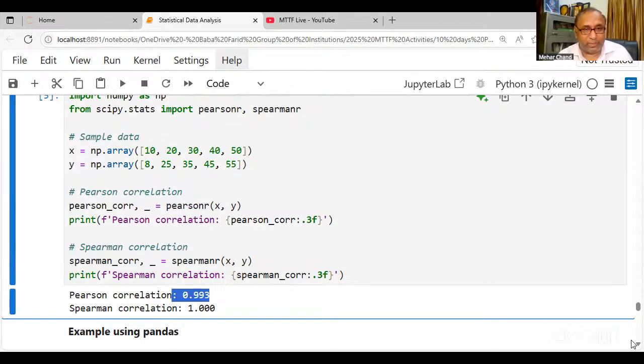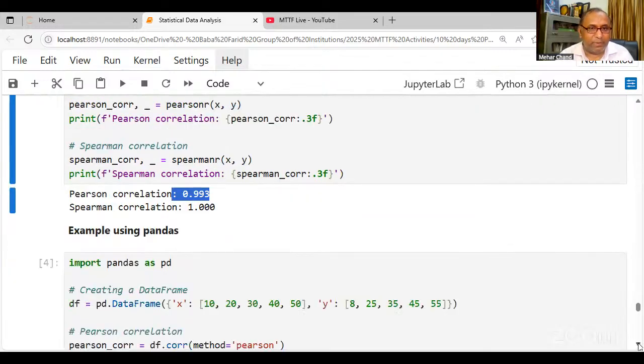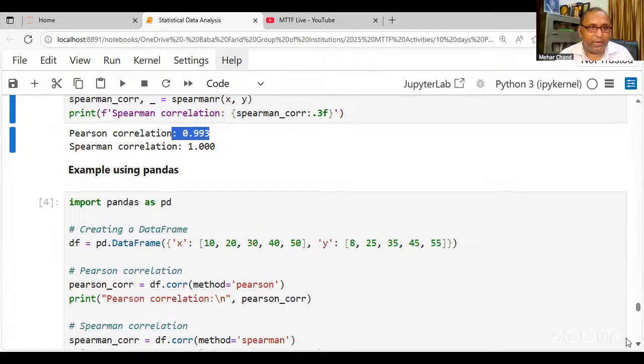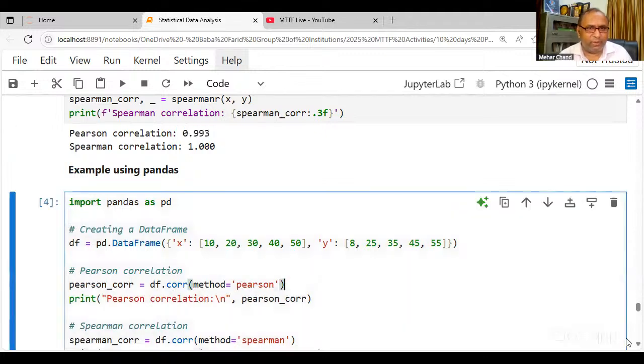So very close to 1, you can see the value by using Pearson is also very close to 1. Okay, so in this way you can use it, but here is the example of using pandas. For that we have to create the data frame, and after that we can use it. So here you can see if you are using Pearson correlation.